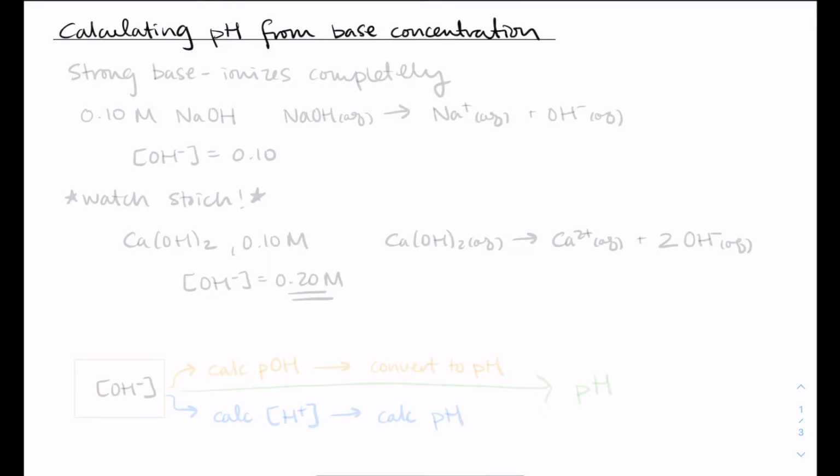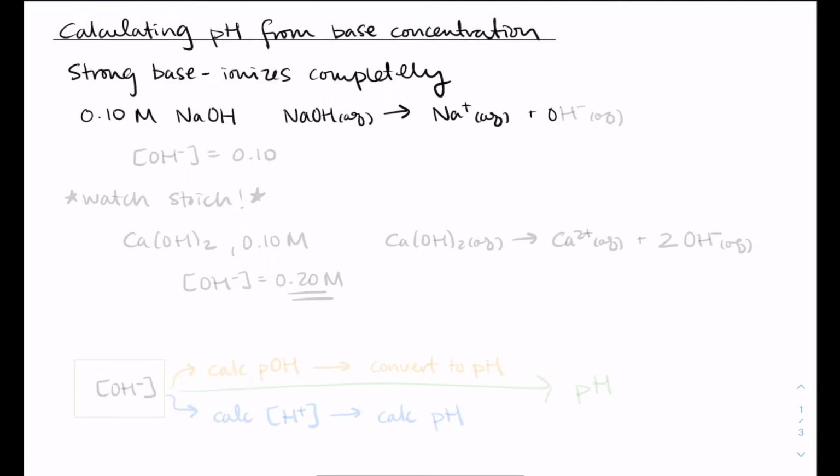So we just did a couple of videos about acids. Let's calculate the pH from a base concentration. For a strong base, it ionizes completely. So if I had a 0.1 molar solution of sodium hydroxide, in solution my hydroxide concentration would be 0.10. I also have a warning here to watch for stoichiometry.